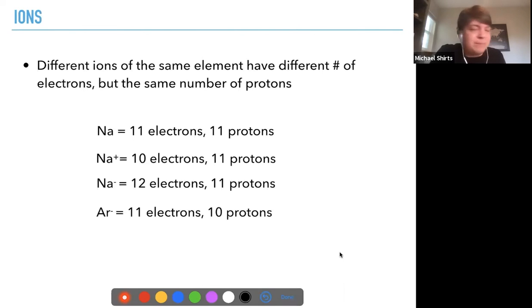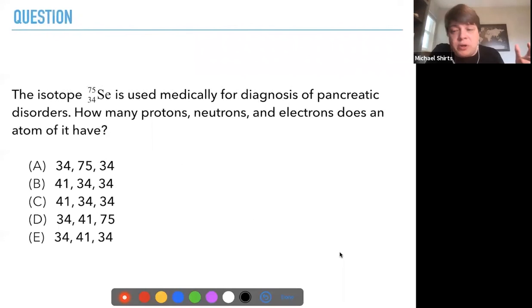So Na minus means too many electrons, more electrons than I'd like to have. Na plus means fewer electrons than we'd like to have neutrally. Argon minus, if you have 11 electrons, that's not sodium. You look at the number of protons, it's Ar minus with 11 electrons and 10 protons. So going over this, it's pretty straightforward. It's just keeping track of protons, neutrons, and electrons.